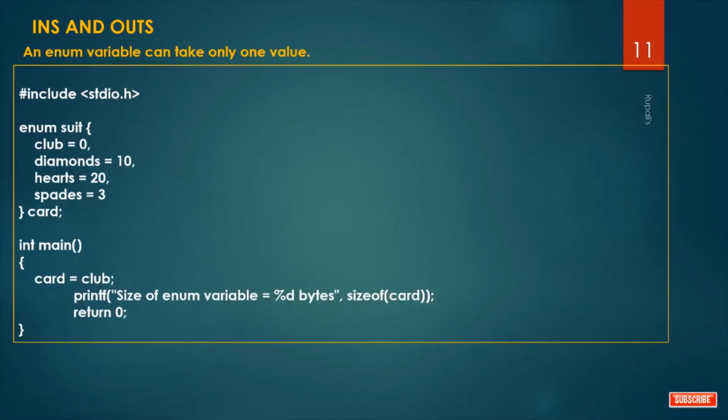An enum variable can take only one value. See the enum suit. In this enum, club, diamonds, hearts, spades are all assigned integer values. By default, enum takes integer values. When I want to print the size of card, it gives 4 because an enum variable can take only one value at a time.